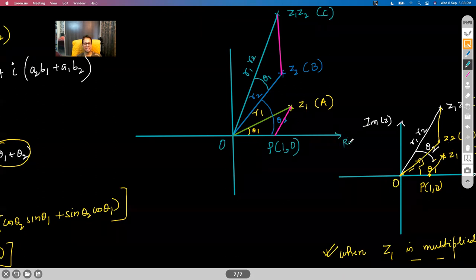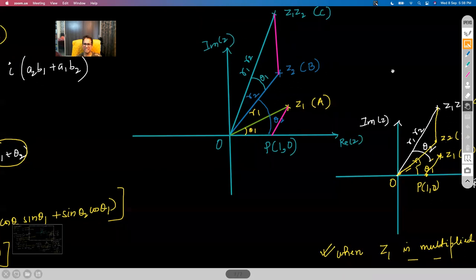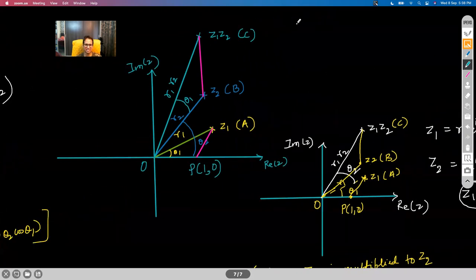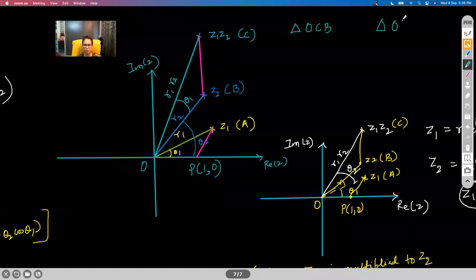Now comment upon the nature of these two triangles. How are triangle OCB and triangle OAP related to each other? As you can see, my cursor is dancing on it. Can somebody tell me? Looking at it only, a lot of things will be clear. They are similar, right? Correct.